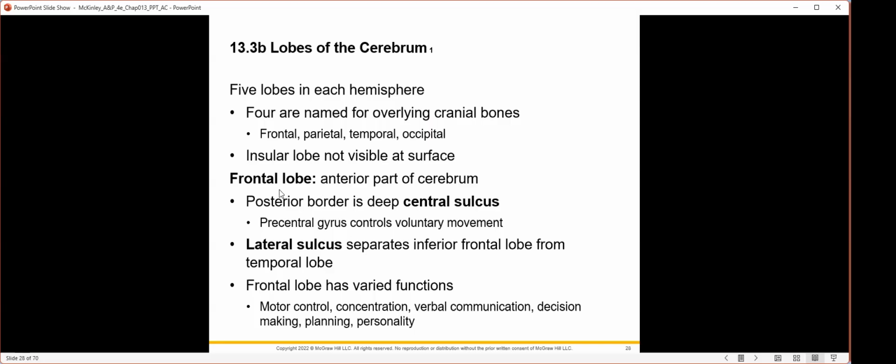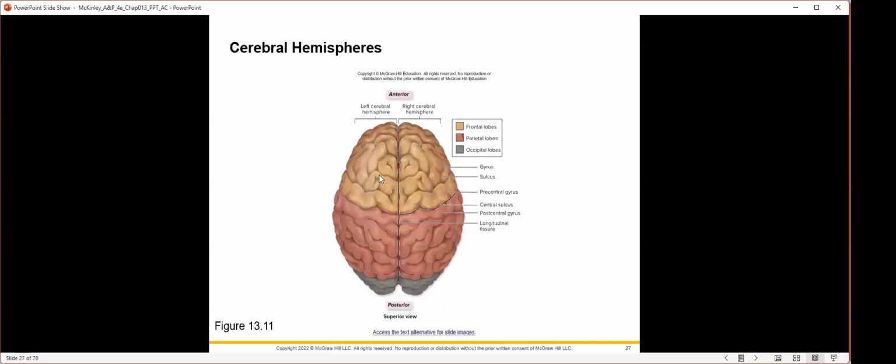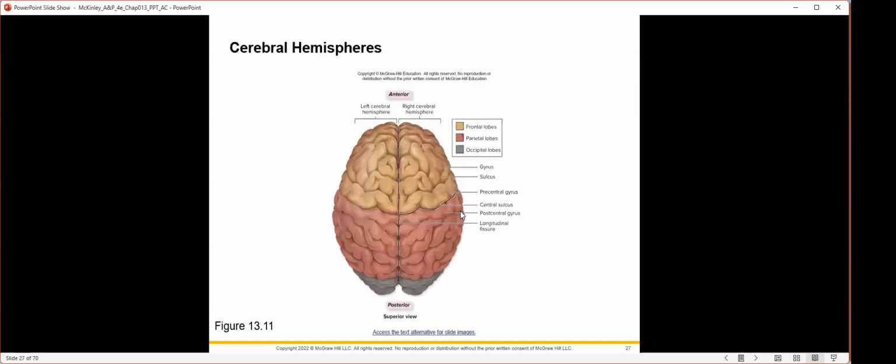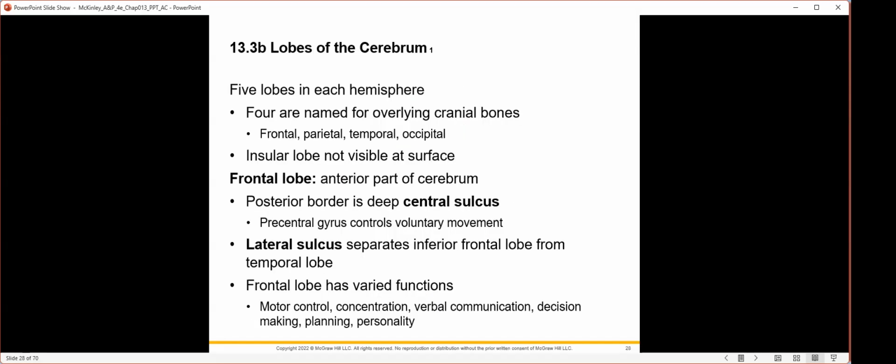For frontal lobe, and I'll go back to this picture real quick, we've got frontal lobe, both left and right, in that yellowish orange. They have what we call a central sulcus. And I'm just going to show you that here. So we have a central sulcus, and it's separating frontal lobe from parietal lobe. We actually have a lot of names and functions for every single gyrus that we see in front of or behind the central sulcus, but we're not going to get into that for this particular class.